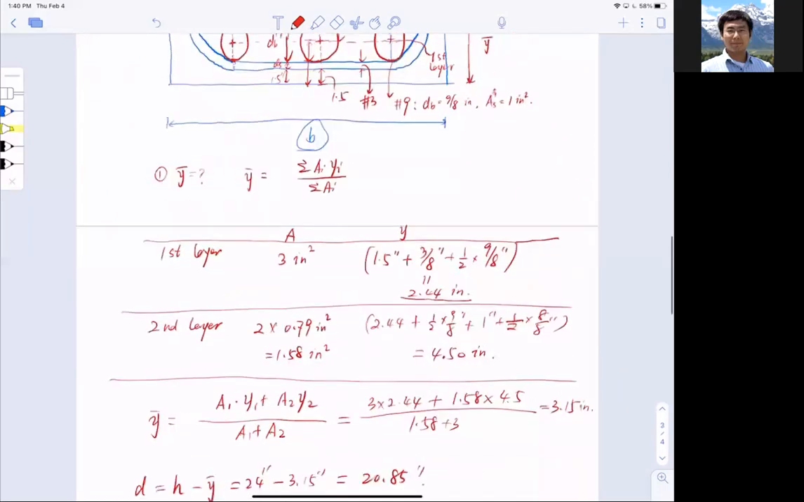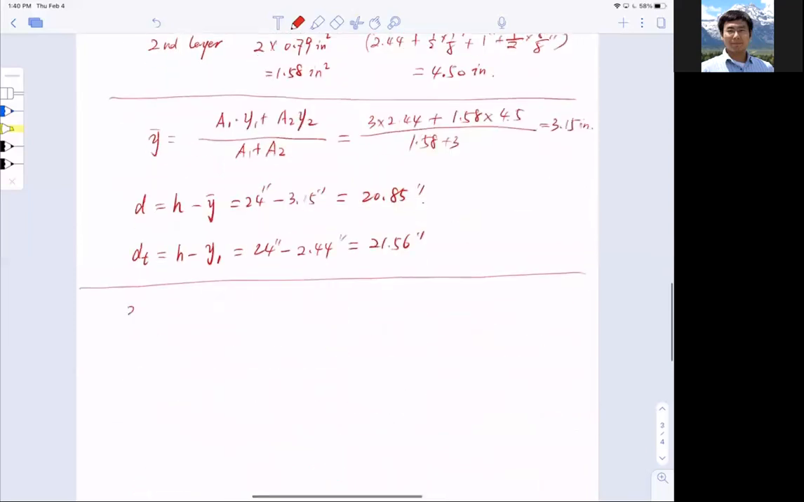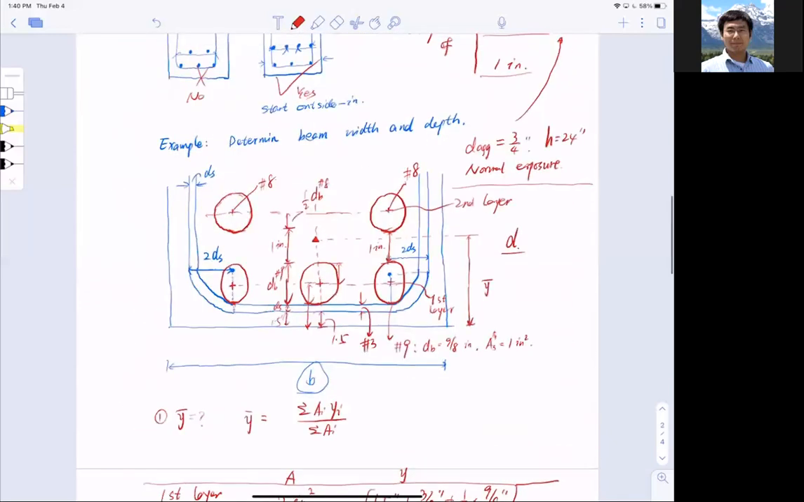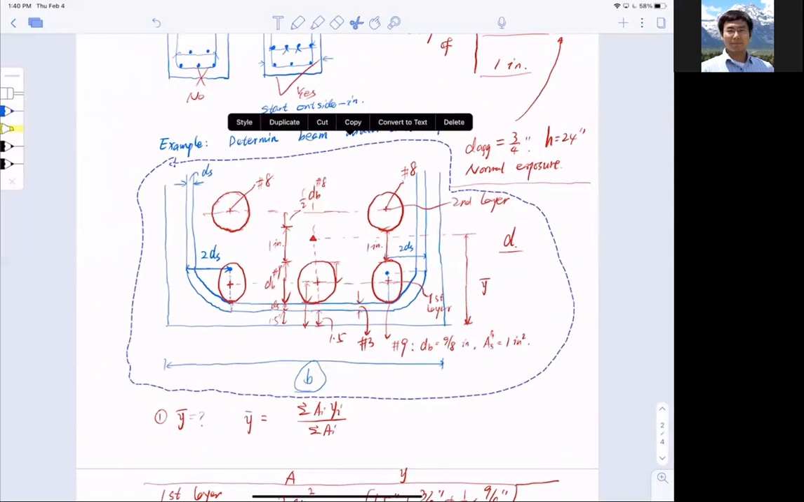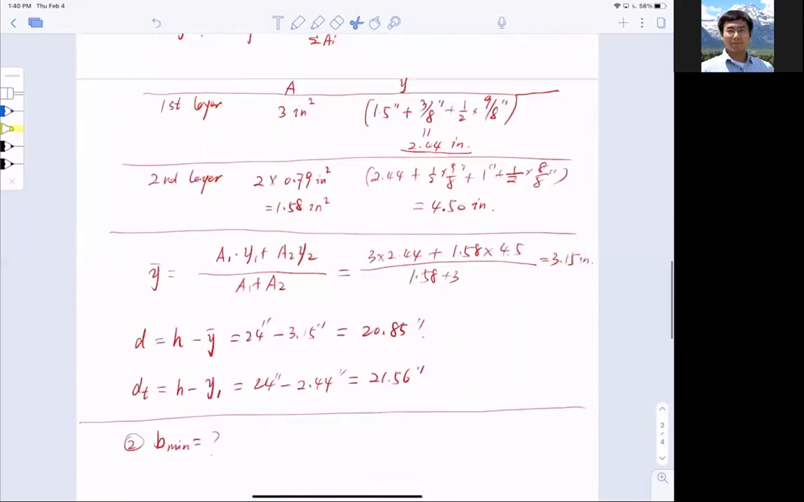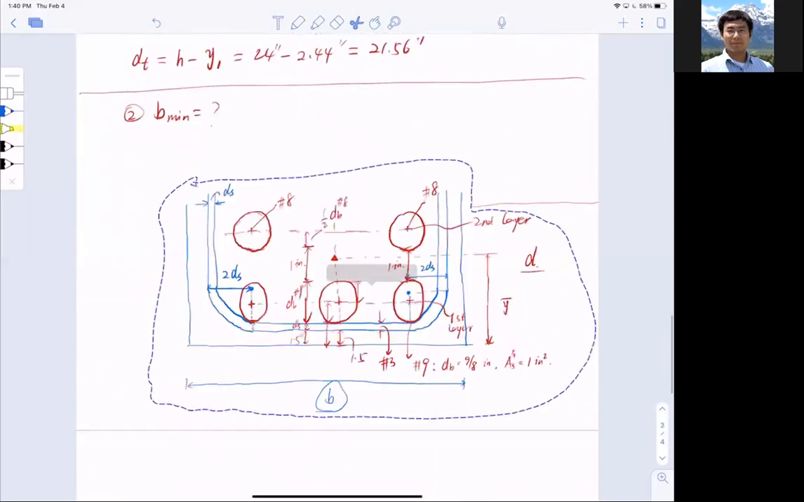How about width? So the second step is width, and I'm going to use b minimum because that's the minimum allowable width. To do this, let me copy this image right here and paste it here so you can see it while we're doing it.